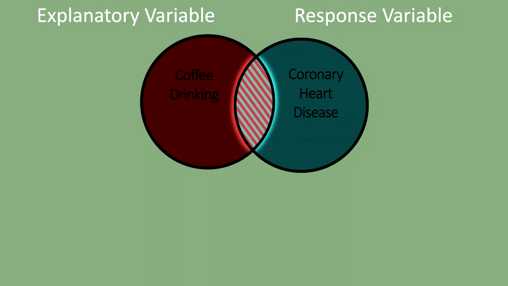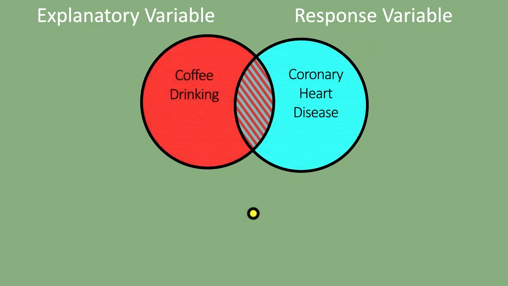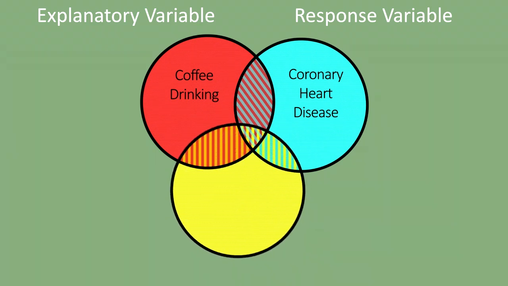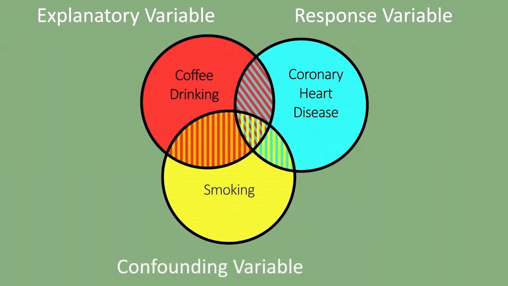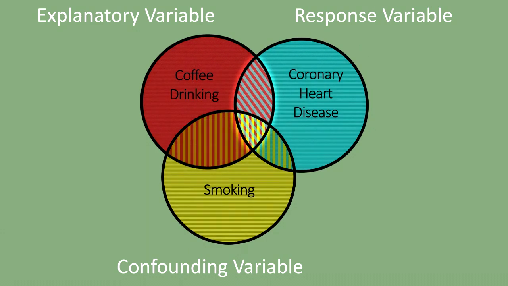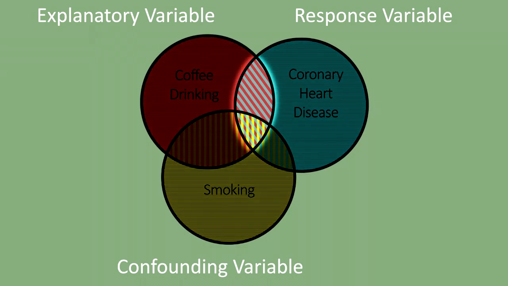Are they significantly associated? When we add the potential confounder of smoking, we're asking, is coffee drinking and coronary heart disease still significantly associated after we partial out the overlap between coffee drinking and coronary heart disease that can be accounted for by smoking?